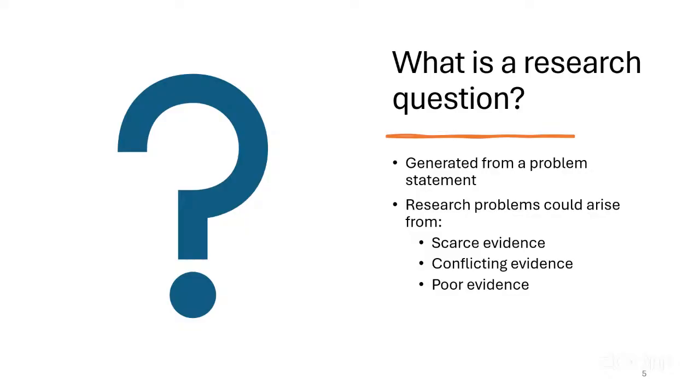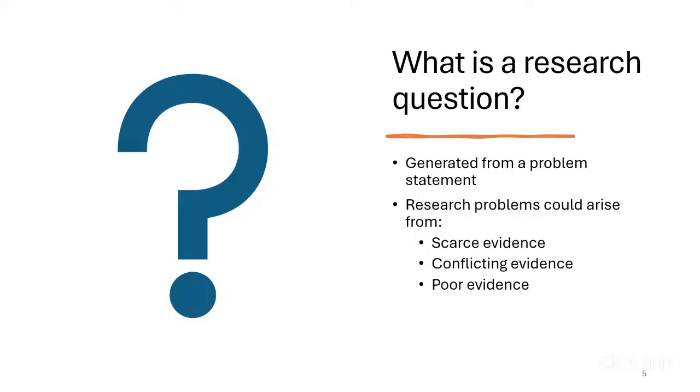And so perhaps it was poorly peer reviewed, or it wasn't even peer reviewed in any case. So the evidence is not exactly very strong. It's poor evidence, so that could also be one way in which research problems could arise. So these are problems with evidence: either there's no evidence, there's conflicting evidence, or the evidence available is not really reliable because it's poor, either from the methodology or some other reasons.